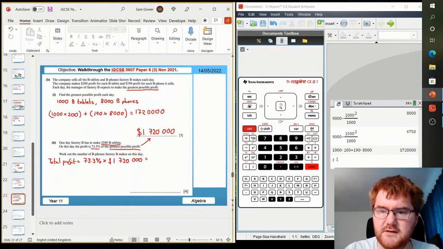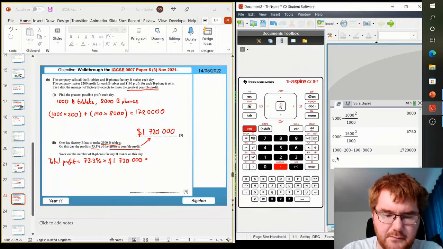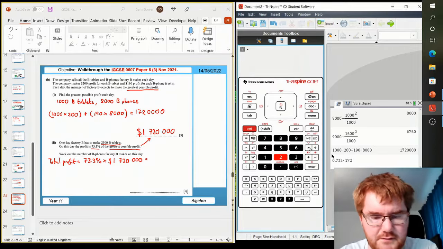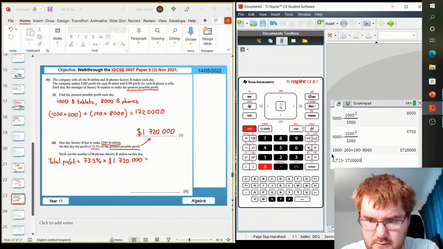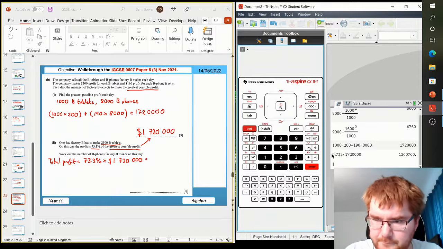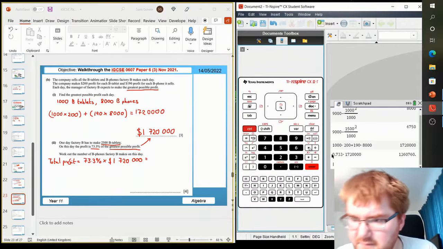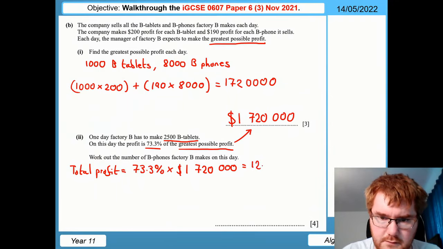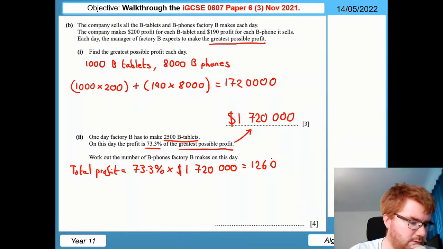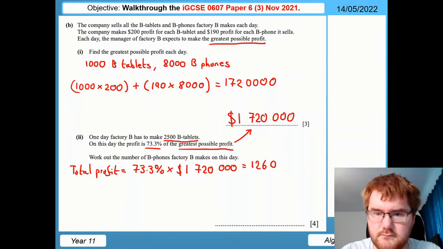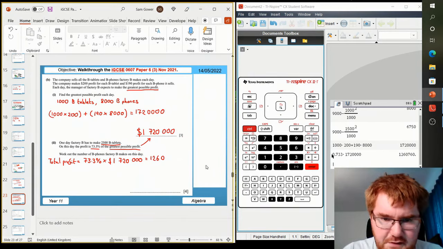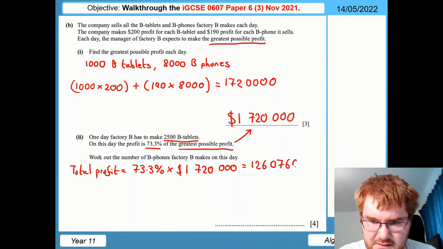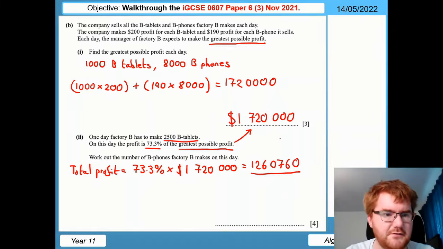So let's just get the calculator to do that quickly. What we need to do here, remember we can use multipliers, so we can do 0.733 times 1,720,000, 4 zeros, just double checking everything, and we get 1,260,760. Let me just write that down. Memory's not good today. 1,260,760. Perfect. Okay, so that's the total profit.